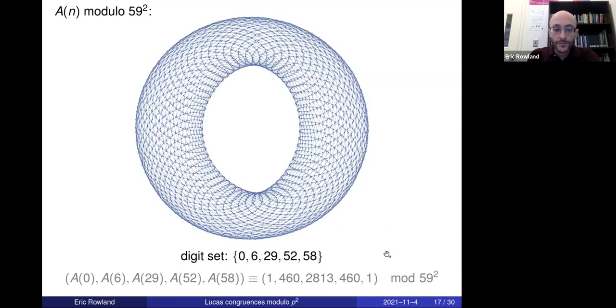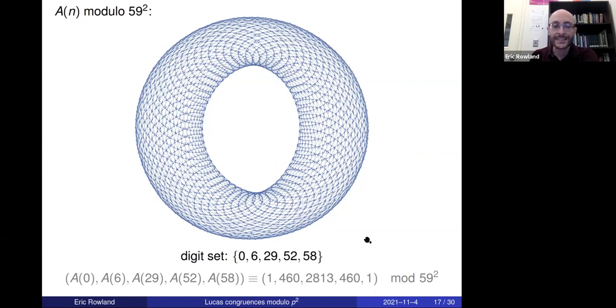Here's just one more, modulo 59 squared. There also seems to be 5 digits that work. And this was all experimental initially. And here are the 5 values. You may have noticed something about all these 5 values, which is that they're symmetric, right? So these aren't just any 5 values. A0 and A58 are congruent. They're both 1 mod 59 squared. And A of 6 and A of 52 are also congruent to each other. They're both 460 mod 59 squared.